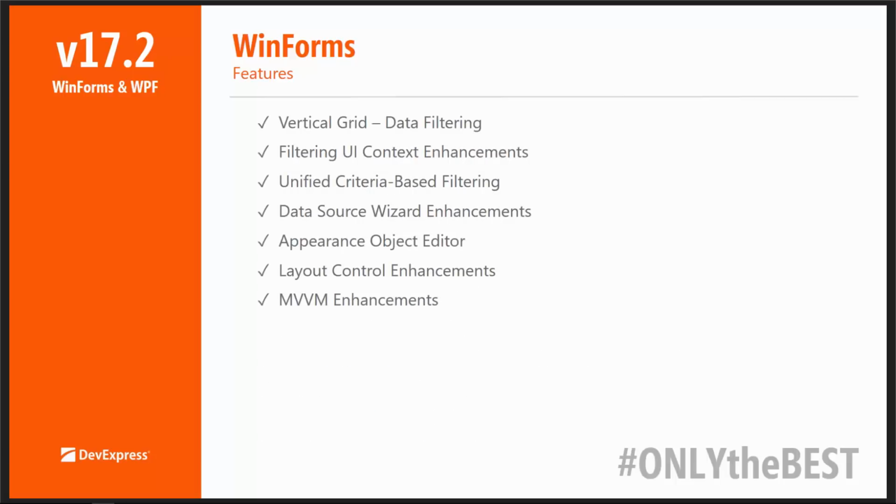The vertical grid has got support added for data filtering. The filter UI component has been refined. You can associate new controls such as a grid view or chart control within a couple of clicks at design time, minimizing your efforts to implement that. We've added unified criteria-based filtering across all our grid controls: the data grid, the property grid, the pivot grid, and the vertical grid, and you can use the criteria-based language to define filters.